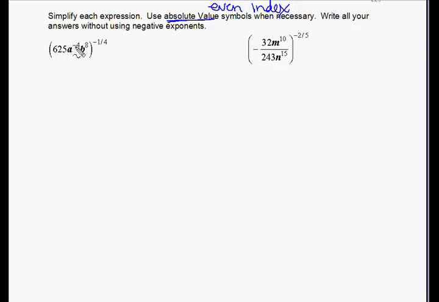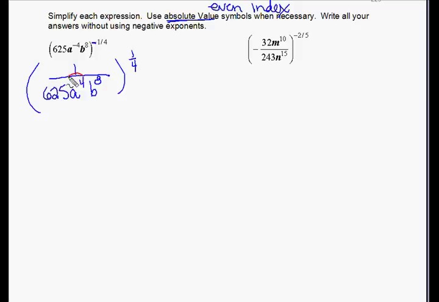We have 625 a to the negative 4, b to the 8th, raised to the negative 1/4 power. Let's take care of that negative exponent first. That means that we're going to do a reciprocal, and this entire term will end up in the denominator. But our exponent is still going to be 1/4. So all we've taken care of was that negative exponent by making a reciprocal.